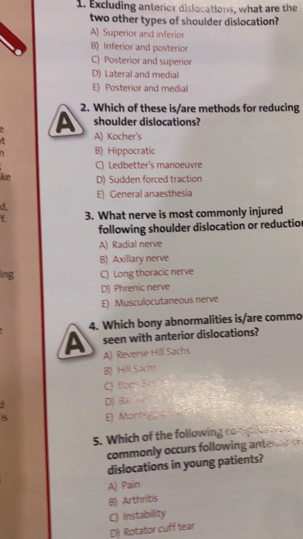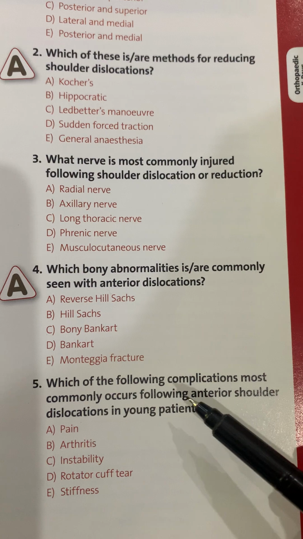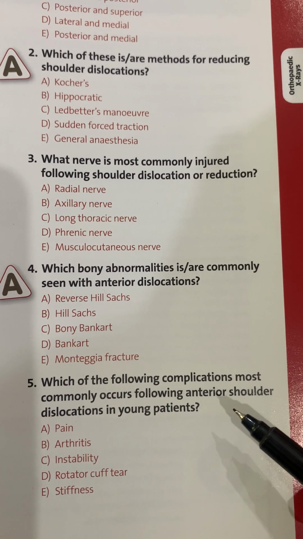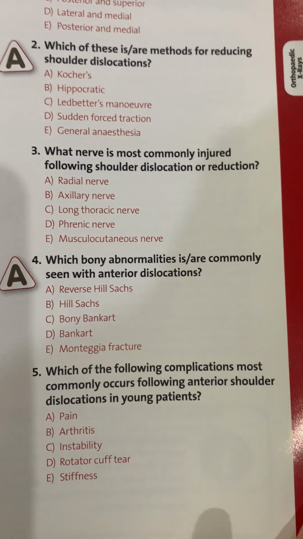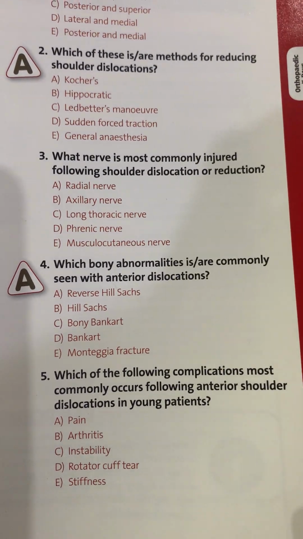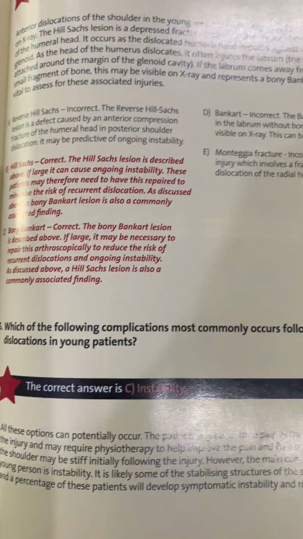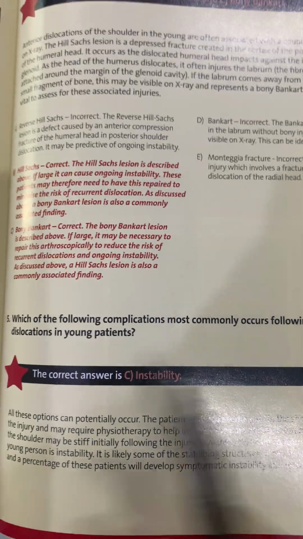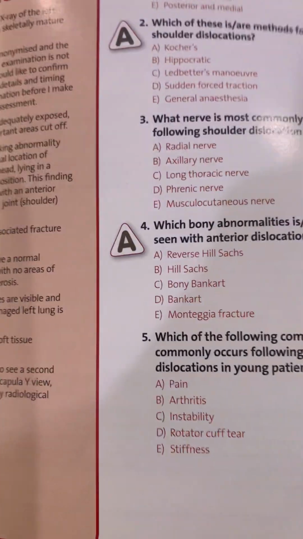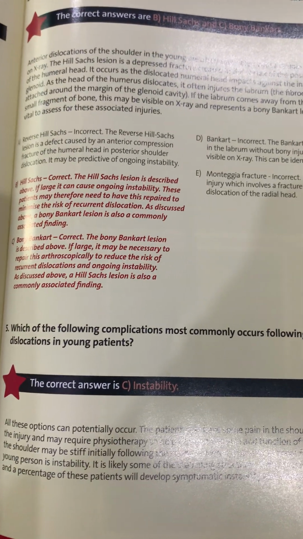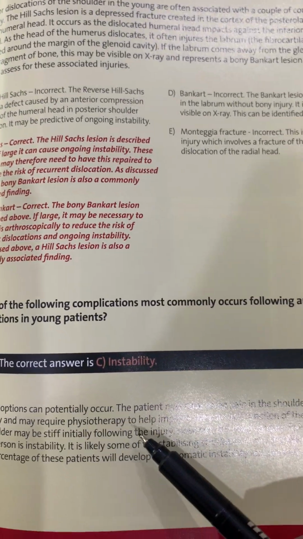The next question is, which of the following complications most commonly occurs following anterior shoulder dislocation in a young patient? The correct answer is instability. The other options are pain, arthritis, rotator cuff tear, and stiffness. All these options can potentially occur.